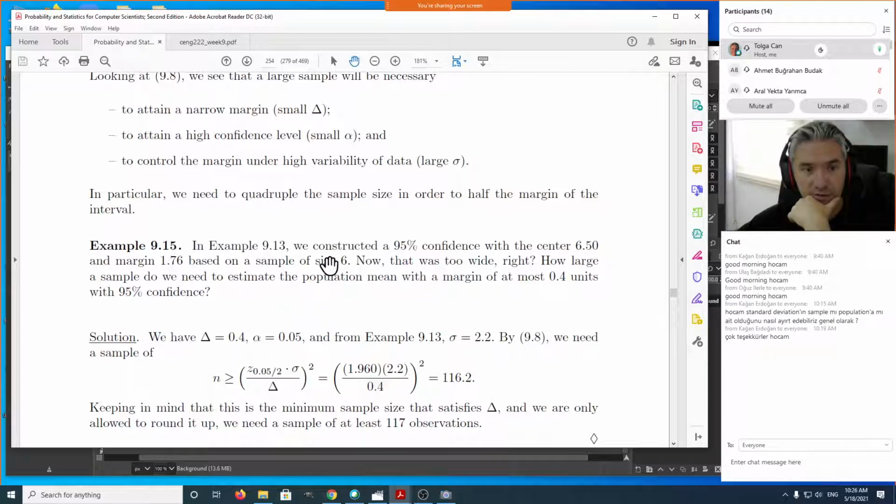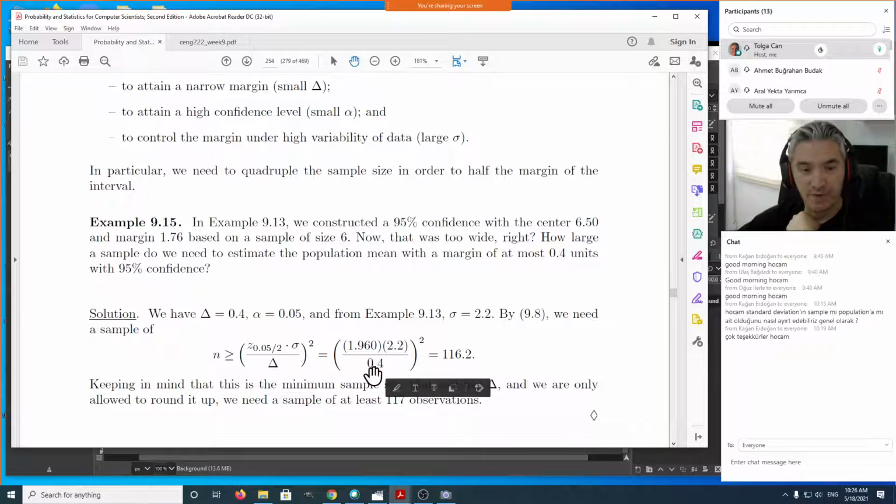In 9.13, there was a 95% confidence interval with the center 6.5 and a margin of 1.76. This was the margin based on a sample size of 6. Now that was too wide. 1.76 around 6.5 is too large. If you want to decrease it to 0.4 units with the same confidence, what should be the sample size? So 0.4, we write it here.